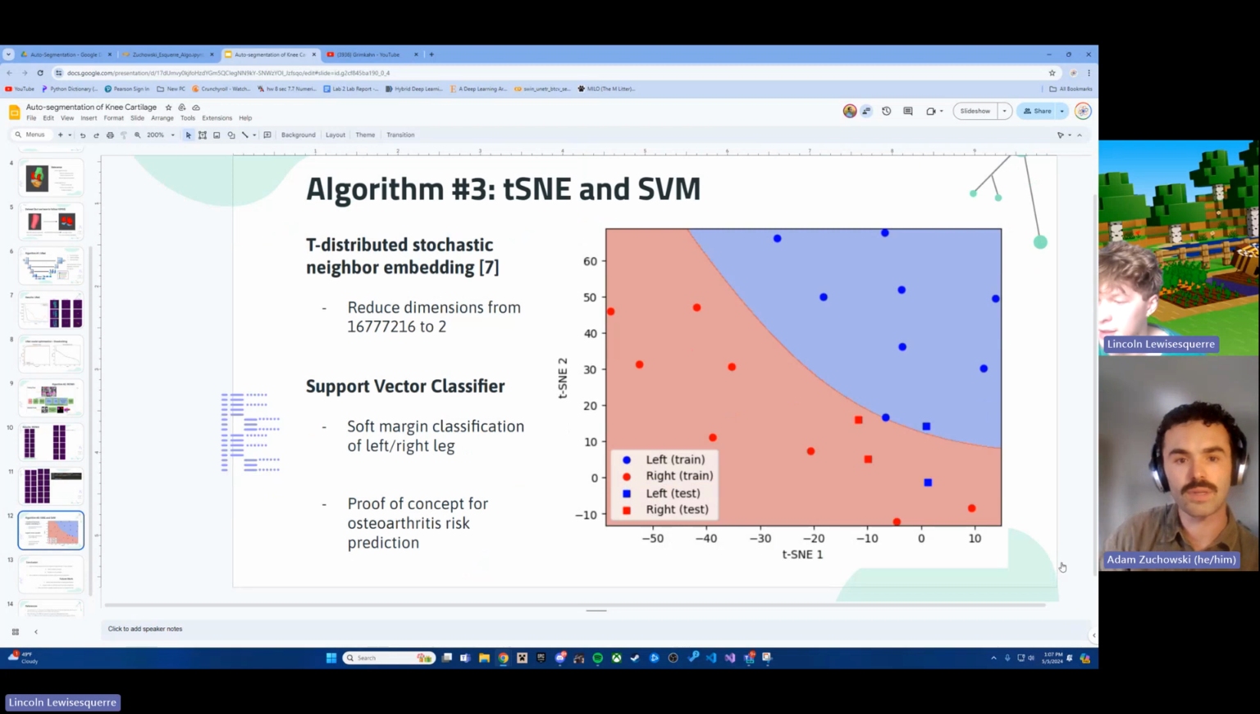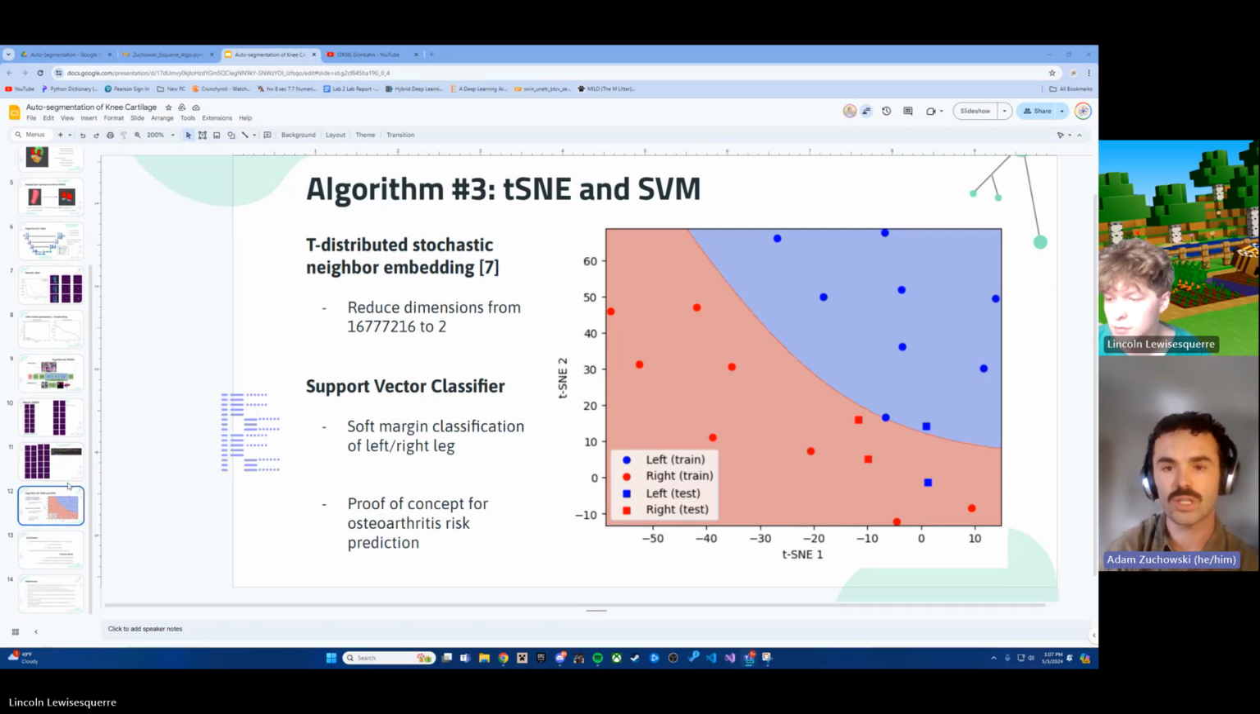The last thing that we did was we wanted to look at some other algorithms, as additional tools and the next steps of this project. If we treated each voxel in our data set as its own feature, each sample has about 1.7 million dimensions. So the first thing we did was use t-distributed stochastic neighbor embedding to reduce the number of dimensions from 1.7 million down to 2. Then we fed those 2 dimensions into a soft margin support vector classifier to see if we could get our model to tell whether each MRI was a right leg or a left leg. And those results are shown over on the right.